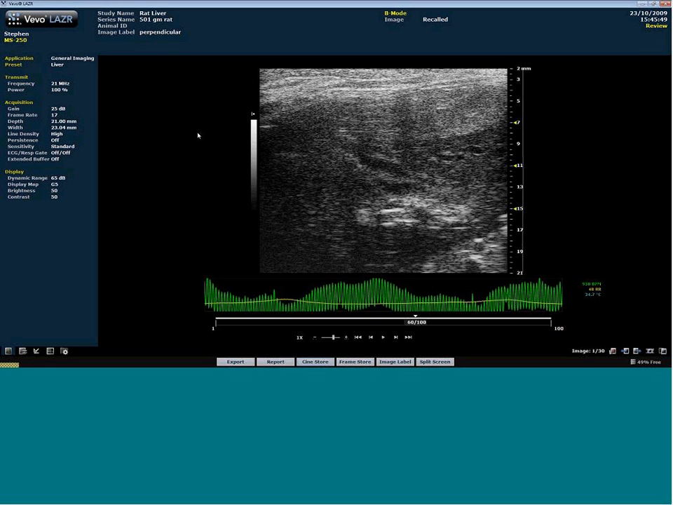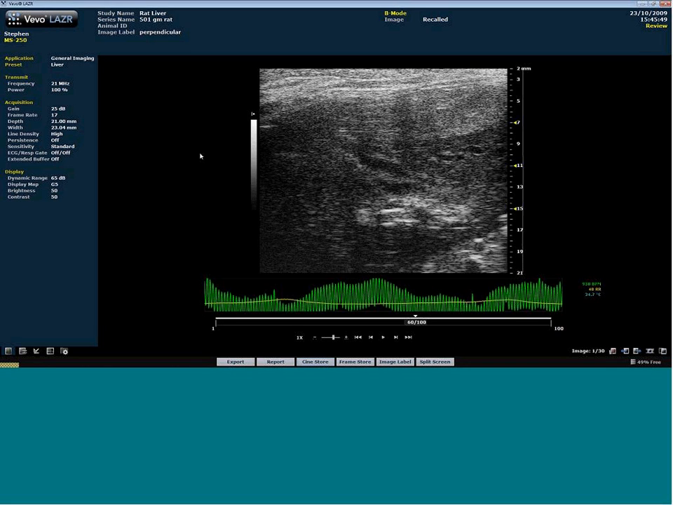The thing that can throw people off sometimes on our systems, the 770 and the 2100 both, as compared to a clinical system, is that we don't do nearly the amount of processing, smoothing, or using persistence and things that the clinical systems do.